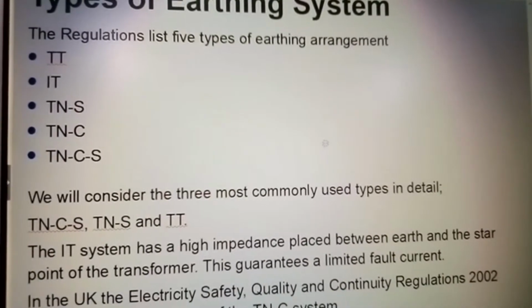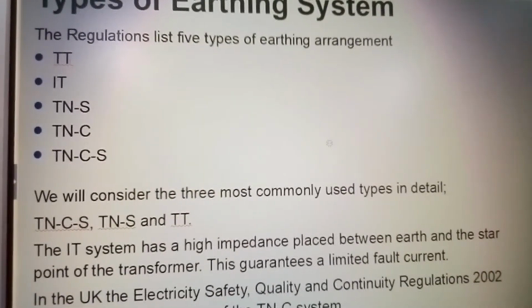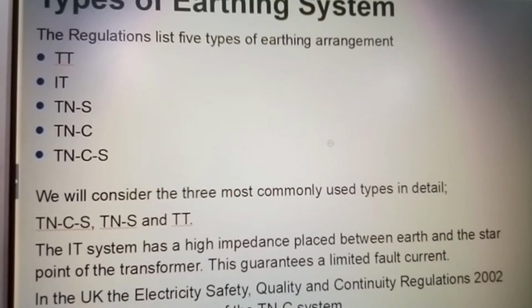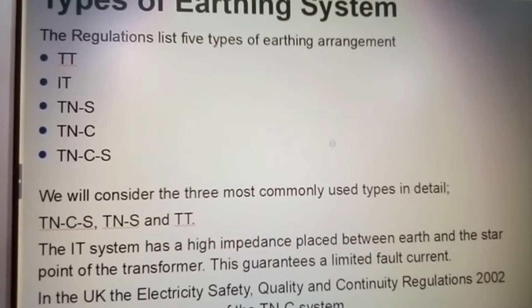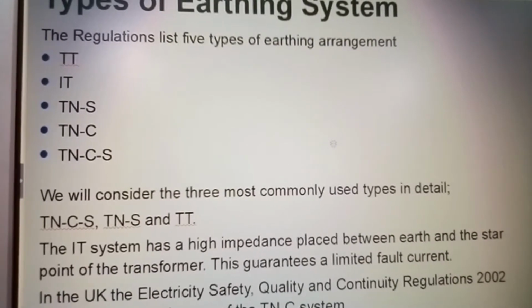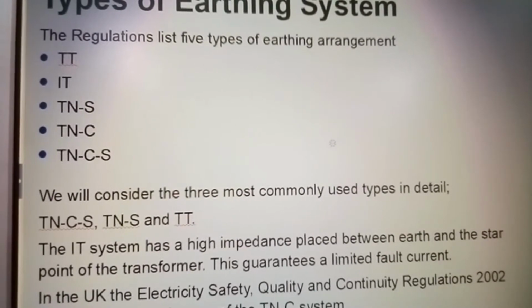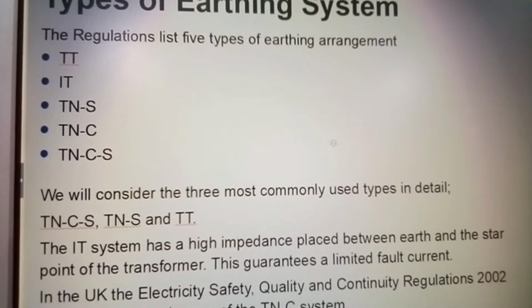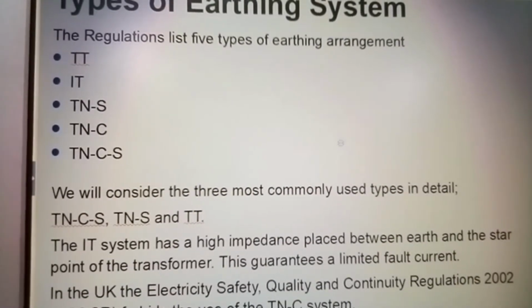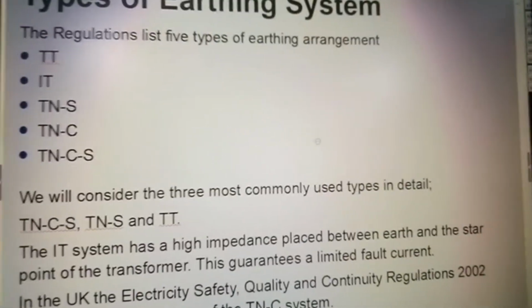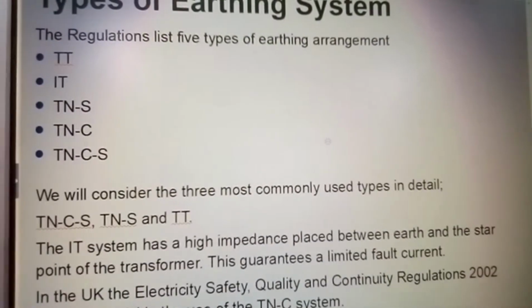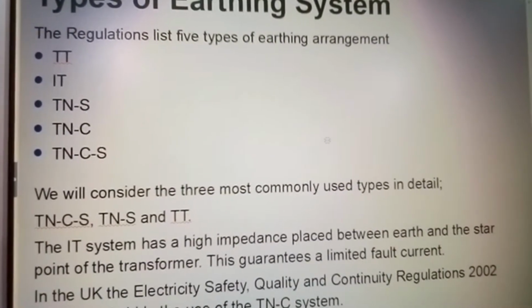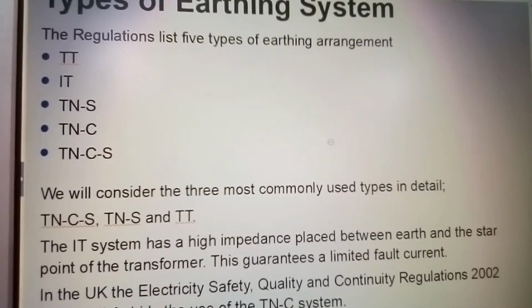The IT system has a high impedance placed between earth and the star point of the transformer. This guarantees a limited fault current. In the UK, the Electricity Safety, Quality and Continuity Regulations 2002 forbid the use of the TN-C system. So bear that in mind. In the UK, we do not use the TN-C system. Well, not yet anyway.